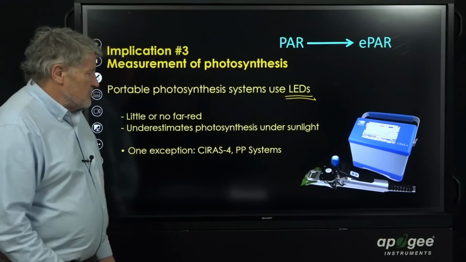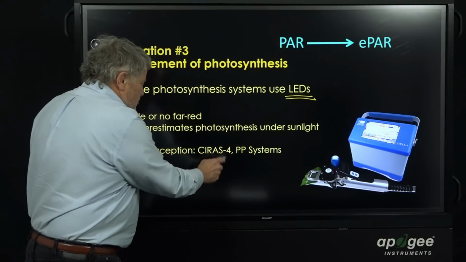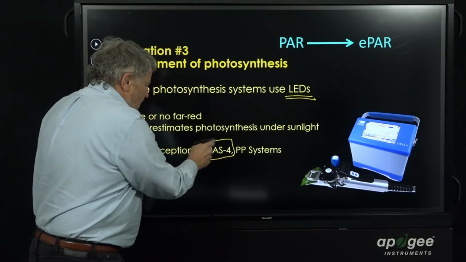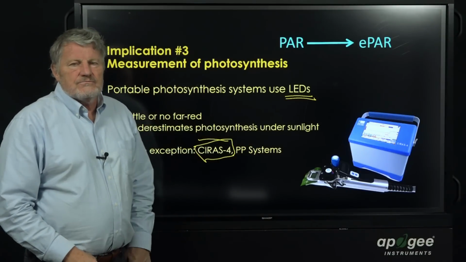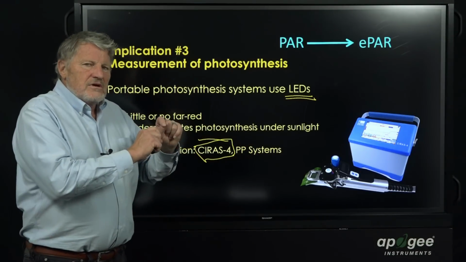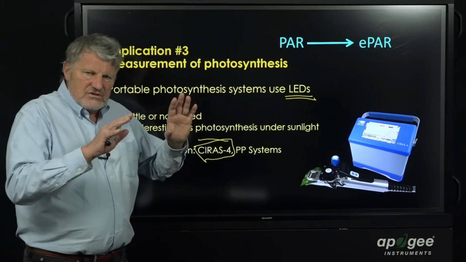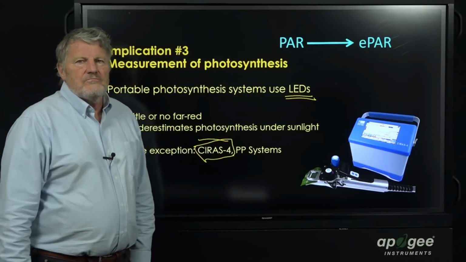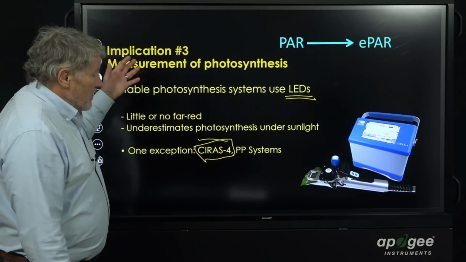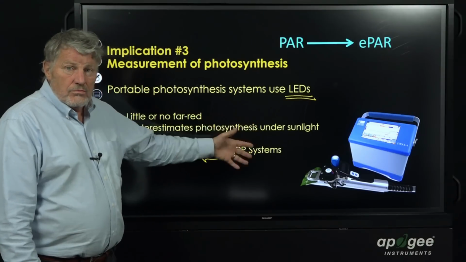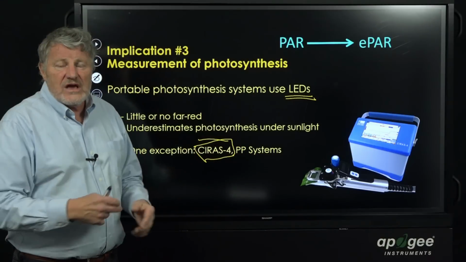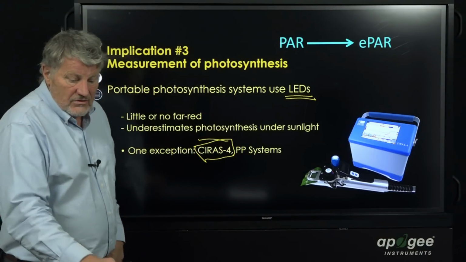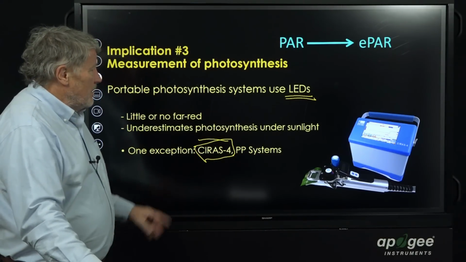PP Systems has now come out with a new gas exchange. It's called the Cirrus 4, and that one has far red LEDs in the head. So it's continuing evidence that the world's changing to a new definition. Many people use a LICOR portable photosynthesis system, and we're told that LICOR is looking to add these far red LEDs in the head of their meter as well.